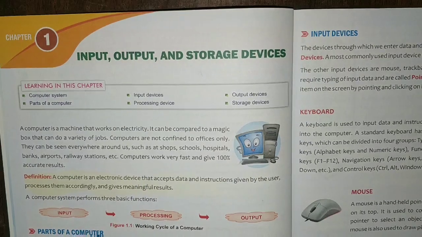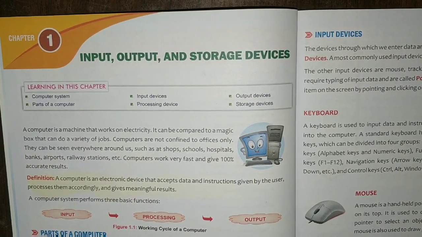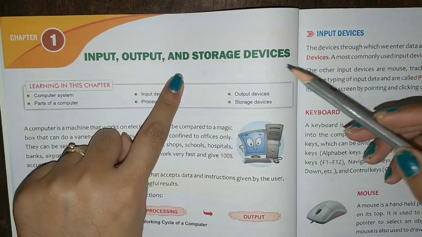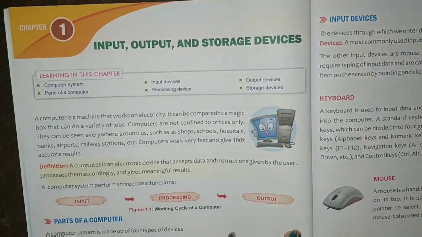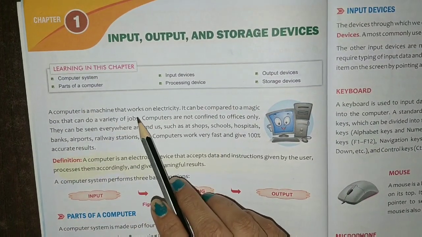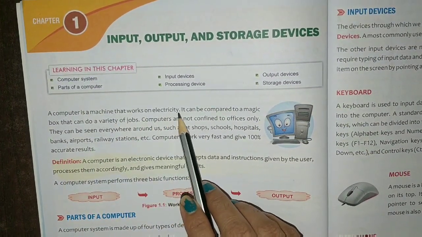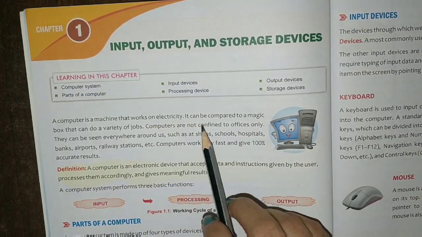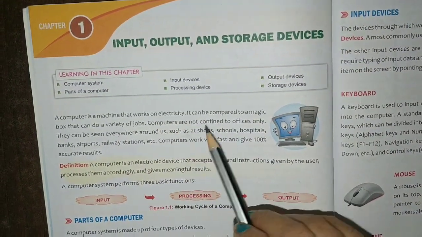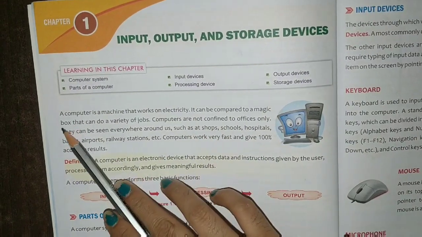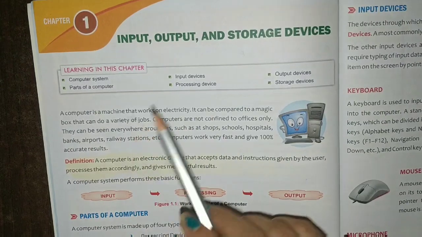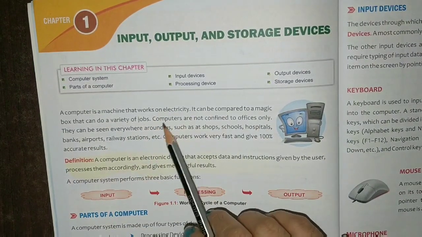Dear students, today we are going to study the first chapter of your ICT book, that is Input, Output and Storage Devices. Now, a computer is a machine that works on electricity. All of you know a computer is a machine which works only with the help of electricity. It can be compared to a magic box that can do a variety of jobs. A computer can perform various types of tasks.